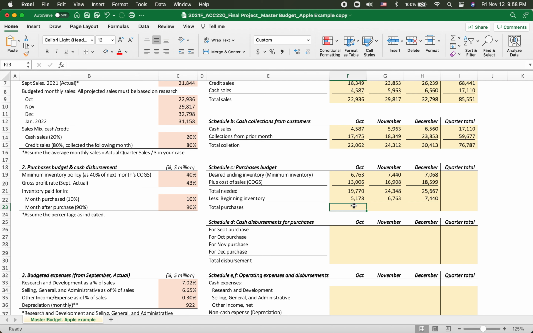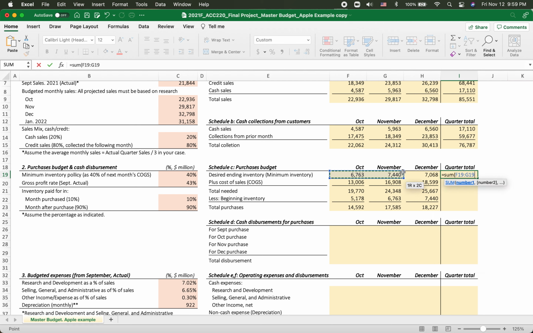Then let's get all these numbers into the total purchases. So total needed minus the beginning inventory, and then we got the total purchases. Then let's calculate the quarter total.